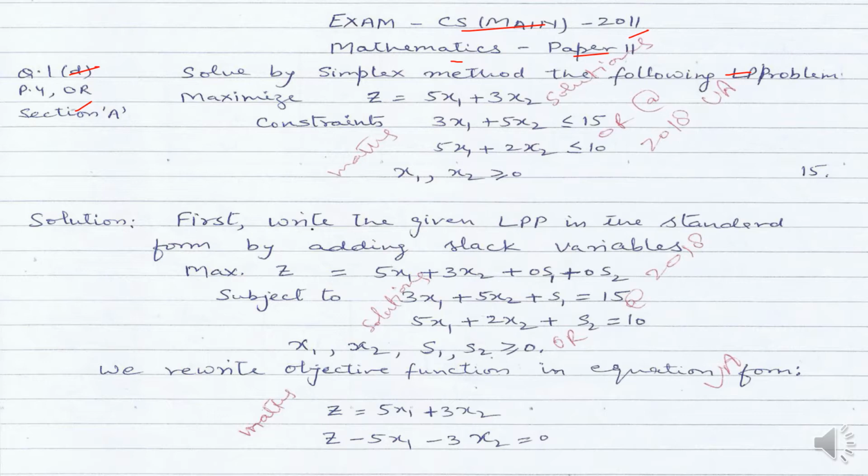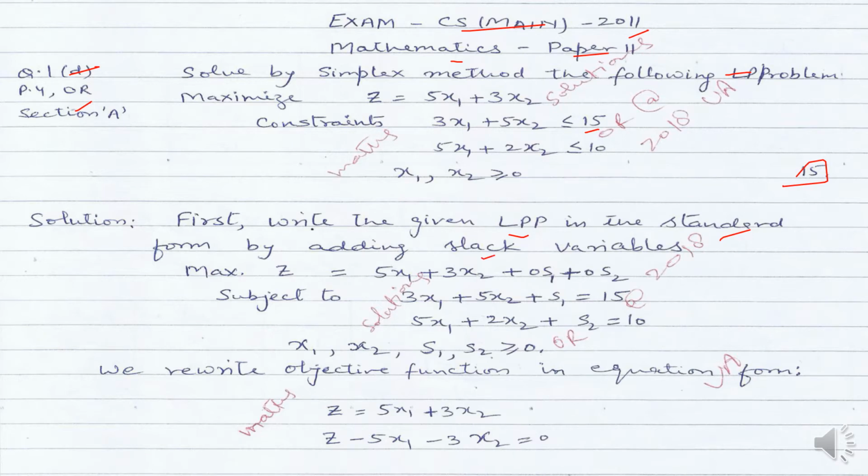this is an LP problem, linear programming problem, and it is maximize z is equal to 5x1 plus 3x2 and constraints are 3x1 plus 5x2 is less than equal to 15, 5x1 plus 2x2 is less than equal to 10. So x1, x2 are greater than equal to 0. This question is of 15 marks. So first we write the problem in standard form.